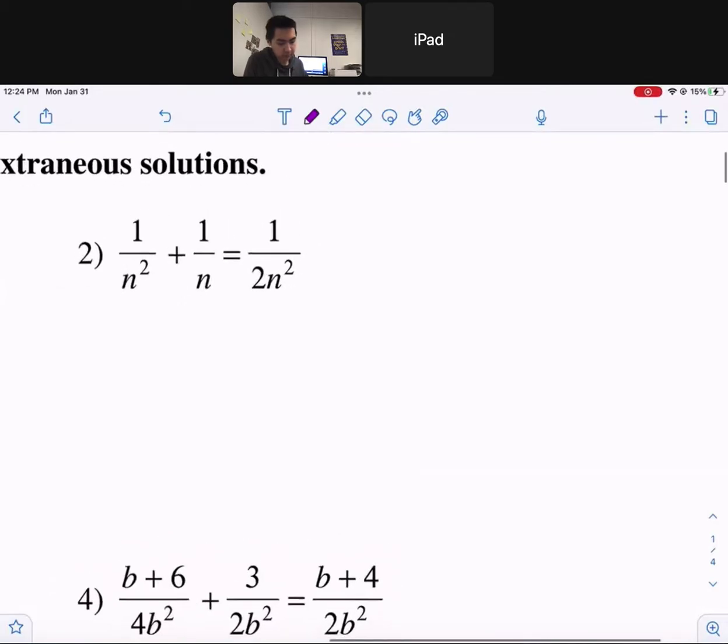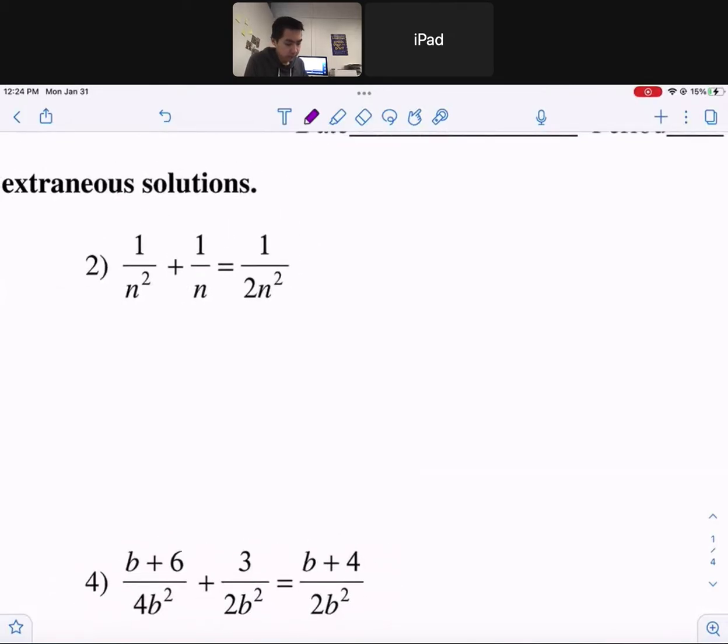Okay, so first for this one, we know n cannot be 0, because if any of these denominators were 0, then you would have a fraction that has denominator 0, which is not possible because that makes it undefined. So we have that, and the LCD for this problem is 2n to the second.